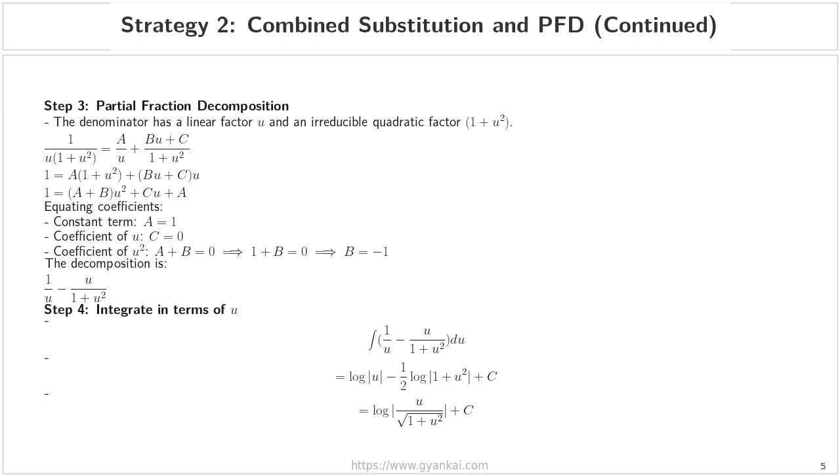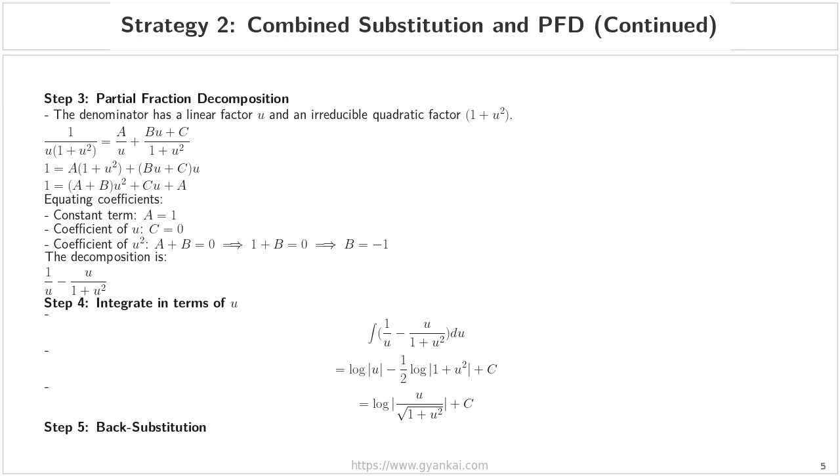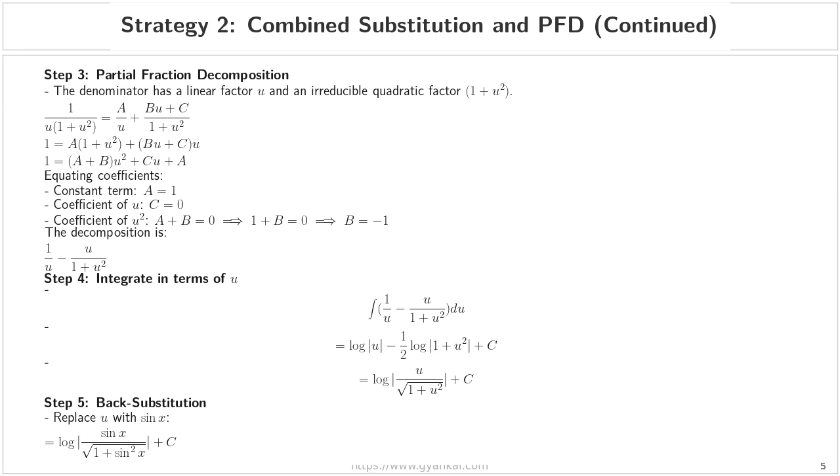Combining these, we get the natural logarithm of the absolute value of u minus 1/2 the natural logarithm of the absolute value of 1 plus u squared, plus C. We can also rewrite this, using logarithm properties, as the natural logarithm of the absolute value of u divided by the square root of 1 plus u squared, plus C. Finally, in step 5, we need to back substitute. Remember that we originally let u equal sine of x.